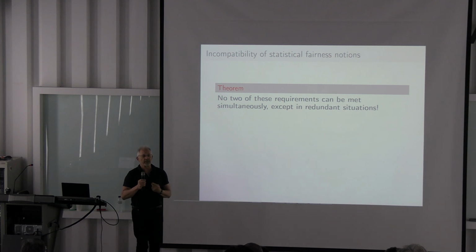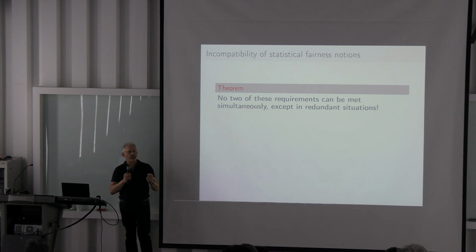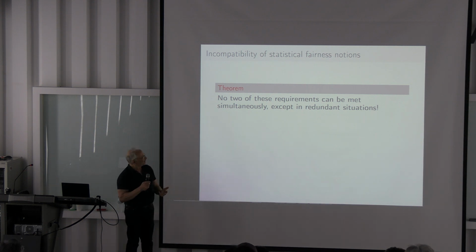So the COMPAS company, when they were told you fail this second criterion of fairness, showed that they do satisfy the first criterion of fairness. It's like this Jewish joke about people having a dispute.